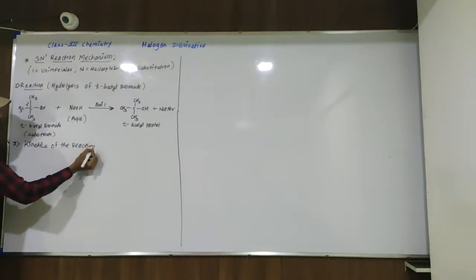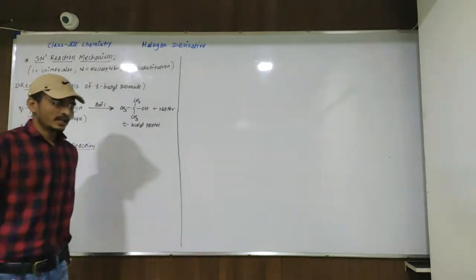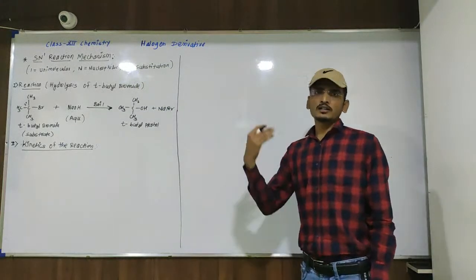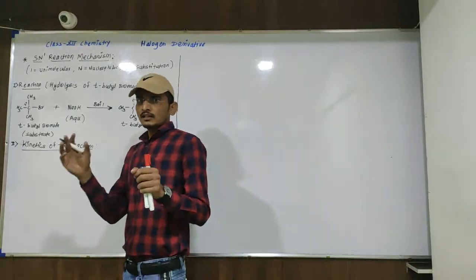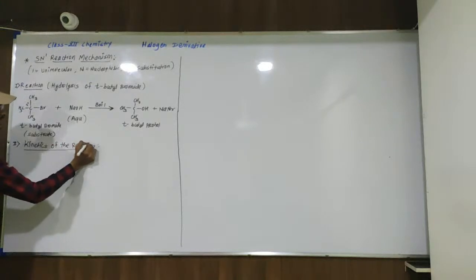So kinetics measures the rate of reaction, it measures the order of reaction, and it measures how the rate of reaction depends on the substrate, or it may depend on the nucleophile. Okay, so all these things are nothing but reaction kinetics. So what is your second step here?